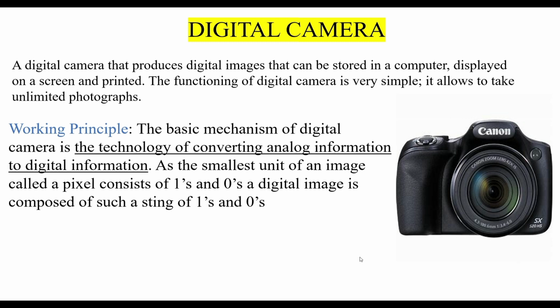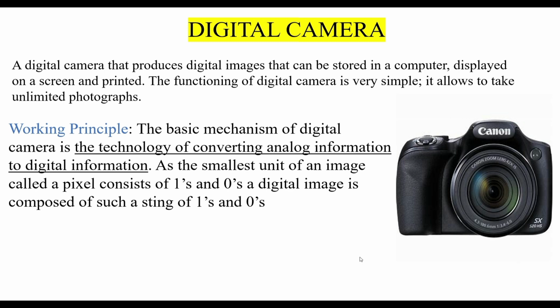And what is the working principle of a digital camera? The basic mechanism of a digital camera is the technology of converting analog information to digital information. That is mainly how a digital camera works.